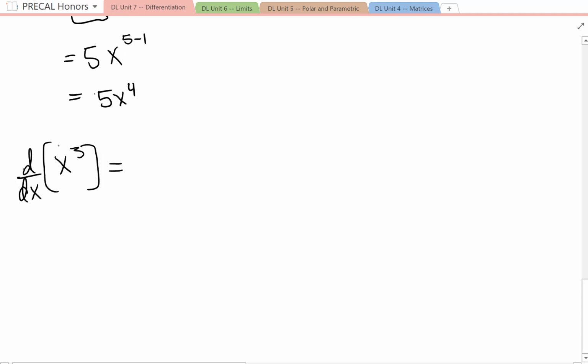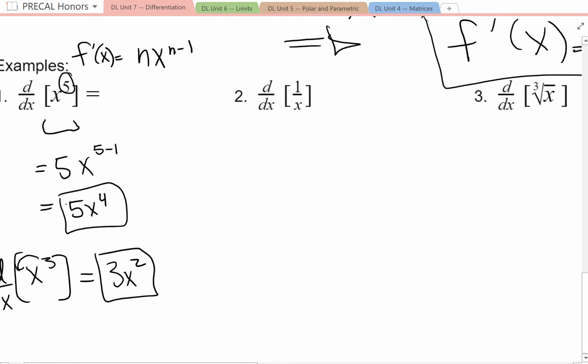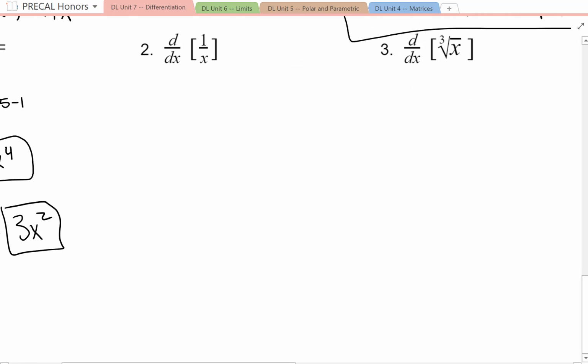Okay, so let's try that for something else, like x cubed. Pop down, power down. Pop the 3 to the front, subtract 1 from the power, and you have your derivative. The power rule. So convenient. Wow, so much faster than using limits, right? These shortcuts are going to come in super handy.